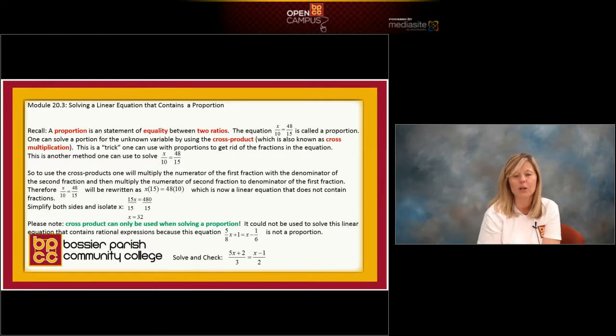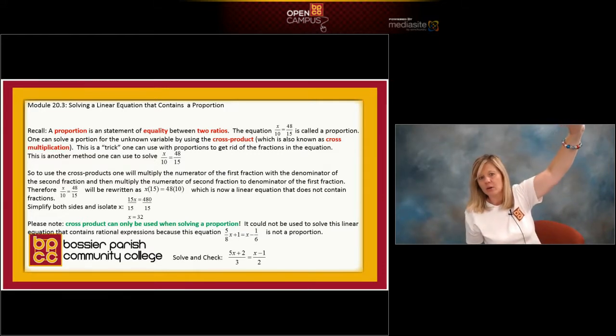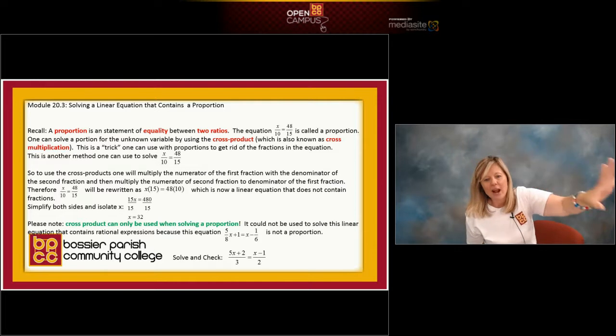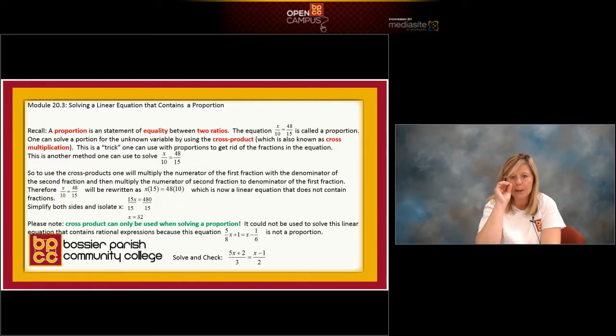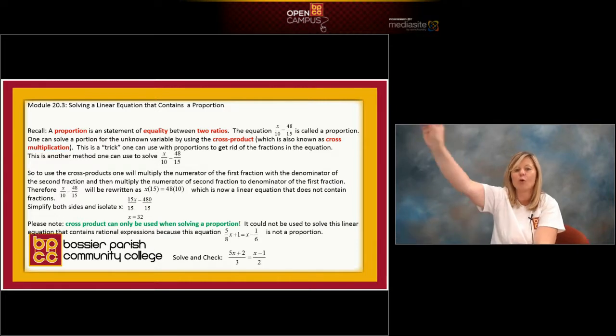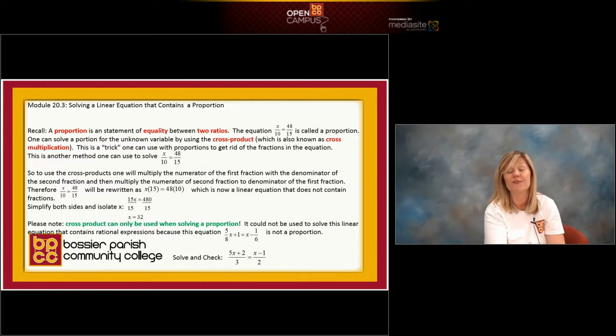So when I cross multiply, I start with the first numerator and I go diagonally to the denominator. So I'd say x times 15 and I'd write 15x. Then I put my equal sign and then I would crisscross the other way. I would take my other numerator, 48, and multiply it by the denominator across from it, 10. 48 times 10 is 480. So now my equation is 15x equals 480. Voila! There are no fractions.